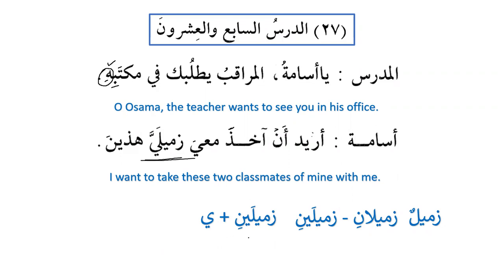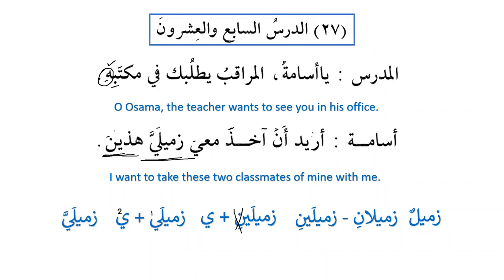And you know that when the dual is used as mudaf, then what happens? The noon gets dropped, so it becomes zamilai plus ya al-mutakallim. So he wants to say two colleagues of mine. So we know that we have two yas together. Then what happens when we have two letters that are the same? We have to assimilate them. So we assimilate them by putting tashdid on it, and then it becomes zamilayya. Two colleagues, and hadaini.